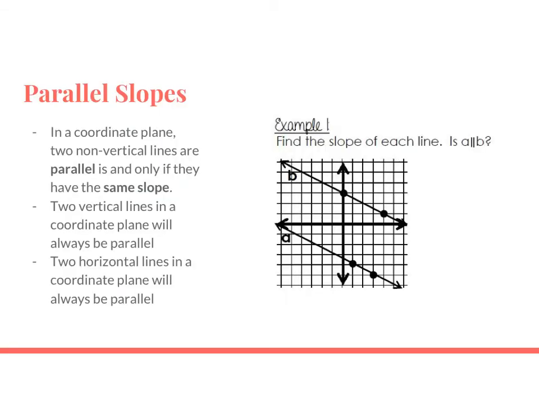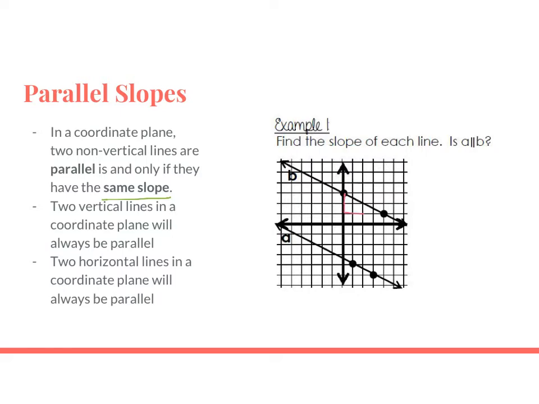In a coordinate plane, two non-vertical lines, so lines that are slanted, are parallel if and only if they have the same slope. So parallel lines might not have the same y-intercept, or they won't have the same y-intercept, but they will have the same slope. So looking at this example, I'm going to use rise over run.